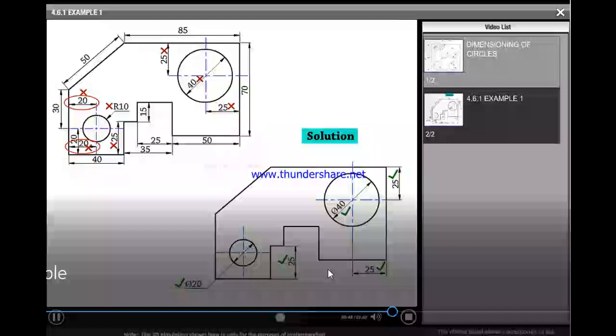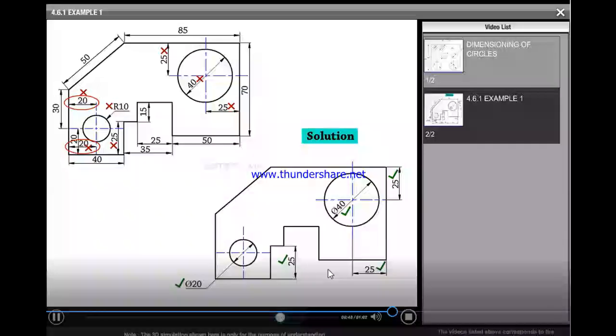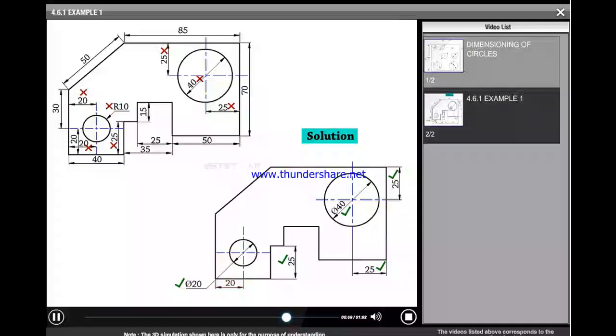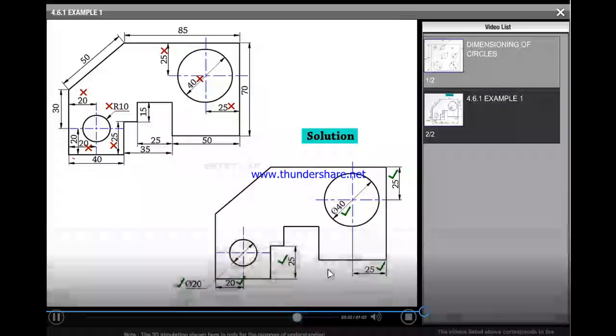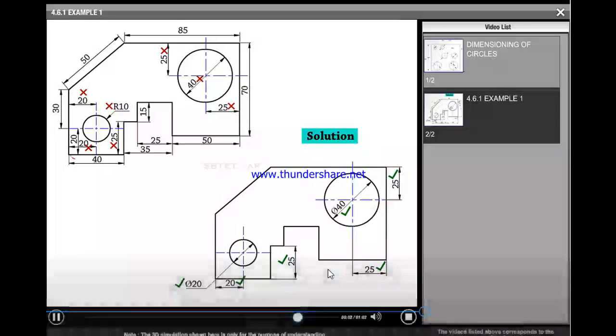Similarly, 20 means from the center of the circle to the edge, and the 20 is grossly represented within. That is also a wrong representation, and we will place it like this. That is, 20 is placed as shown.